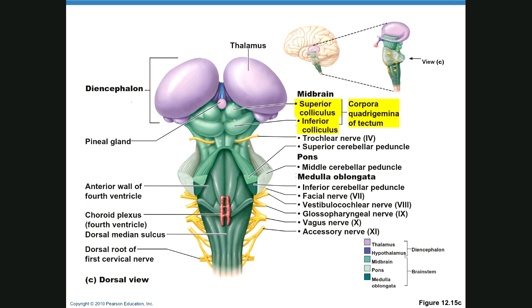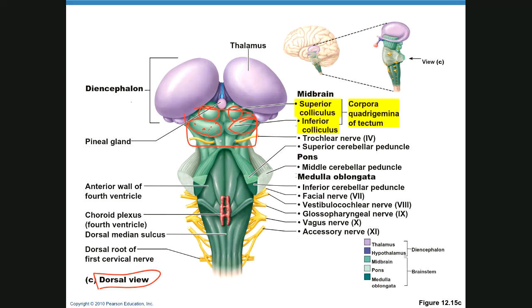This is a posterior or dorsal view of the midbrain right here. You can see here one, two, three, four nuclei, which are called the corpora quadrigemina. These are nuclei, which means these are bodies of neurons that are synapsing with axons that arrive and axons that leave.